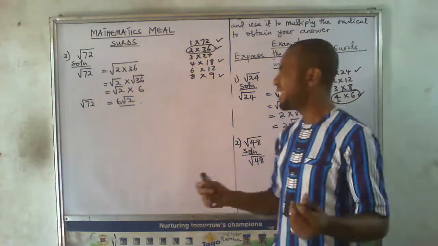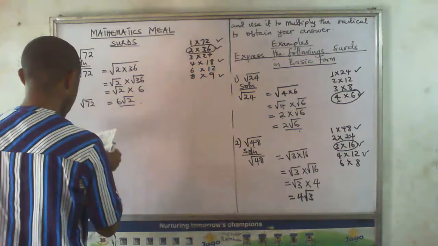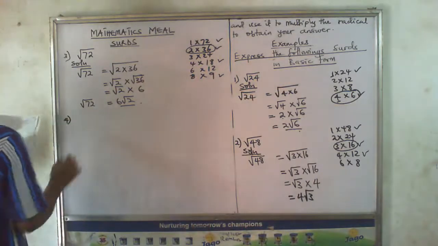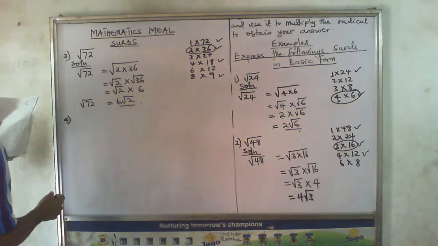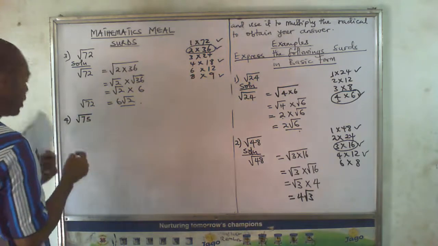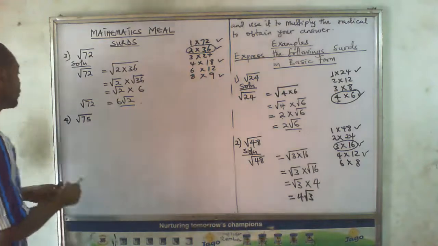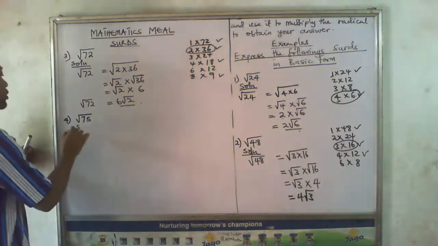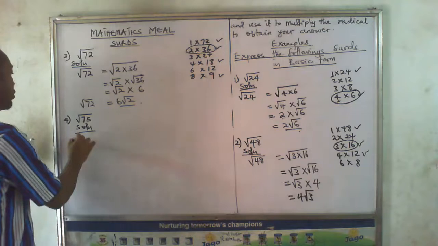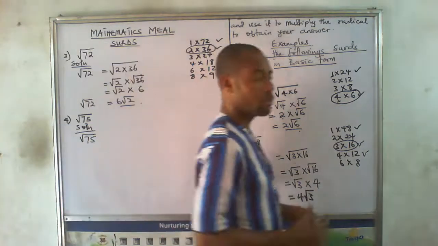All right, let's take one more problem from our book on basic form of surd. So we have number 5. We're asked to express the square root of 75 in basic form. Square root of 75. Okay? So we have taken note of that 75. We have to take note of it.